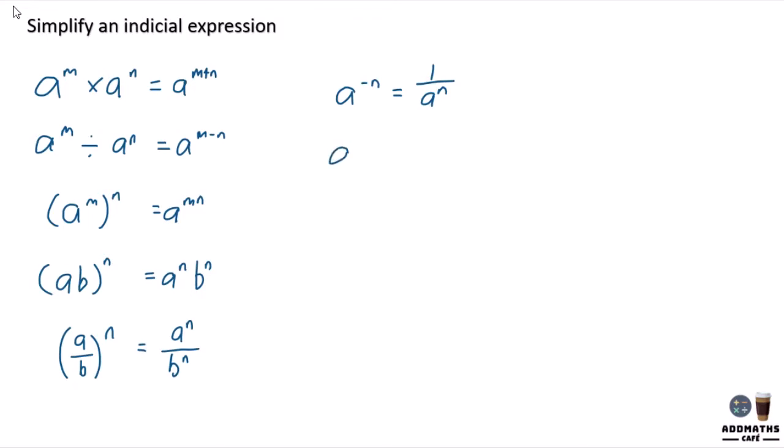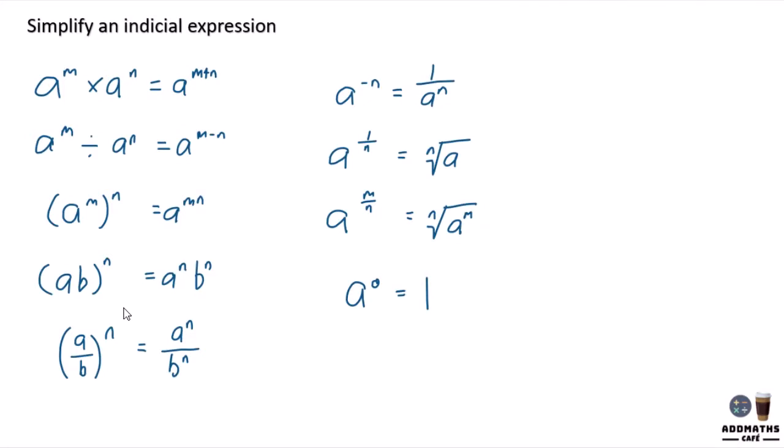Let's say I have a to the power of 1 over n. This will give me the nth root of base a. Let's say I have a to the power of m over n. This will give me the nth root of base a to the power of m. Let's say I have a to the power of 0. This will give me 1. Anything to the power of 0 will give me an answer of 1. So you need to know all these rules before we simplify an indices expression.